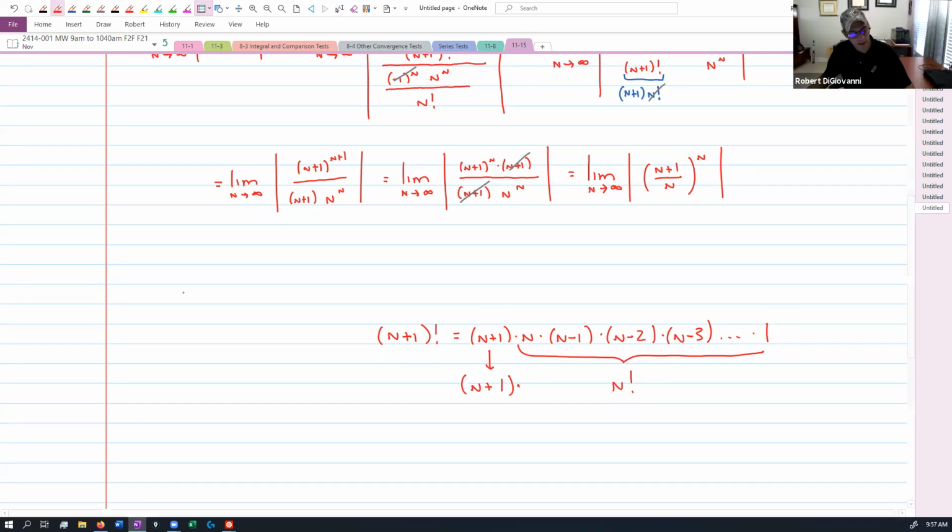Okay. So the big thing that you need to know is this: n plus 1 factorial is equal to n plus 1 times n factorial. That's the big thing you need to know.